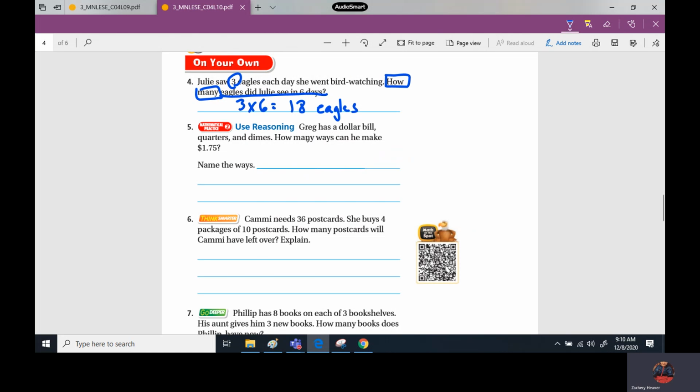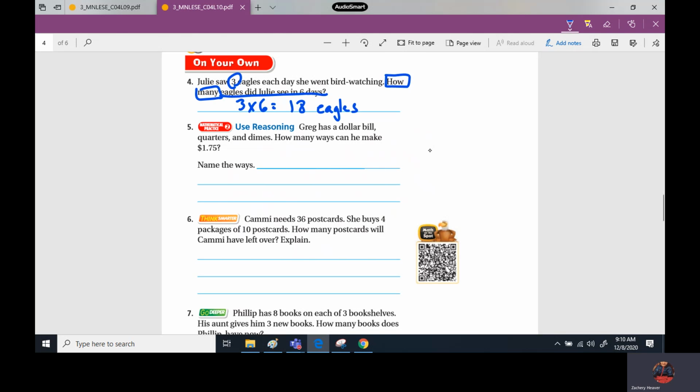Greg has a dollar bill, quarters, and dimes. How many ways can he make $1.75? Now this is going to be a tough one because it's going to use a graphic organizer.